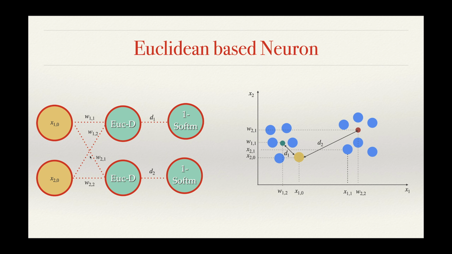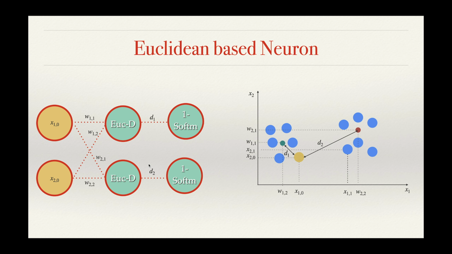The weights here, you can consider them as the coordinates of the reference point. For example, this is the first reference point with the coordinates W11, W12, and this is the coordinate of the second neuron. Now, if I apply softmax, it would be the exponential of D1 divided by the exponential of D1 plus D2, and then the exponential of D2 divided by the exponential of D1 plus D2. This is how we normalize the logits.